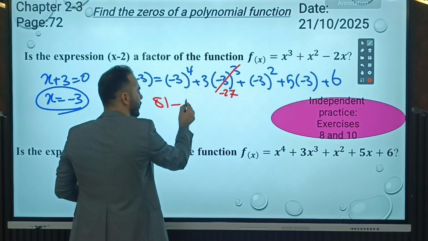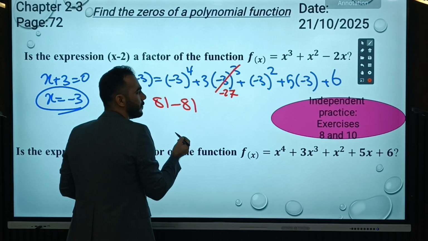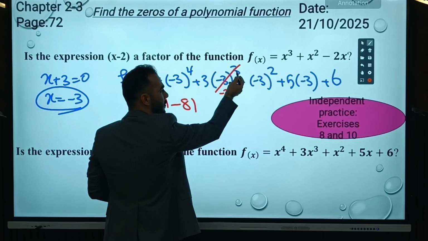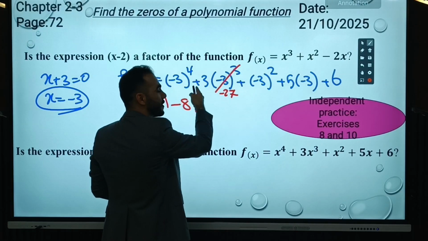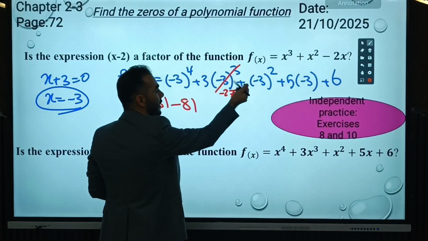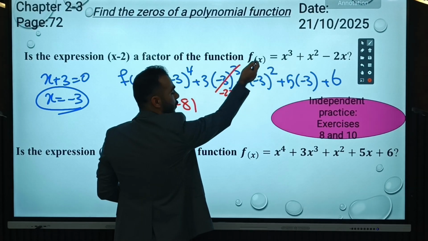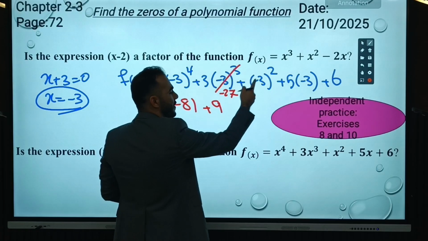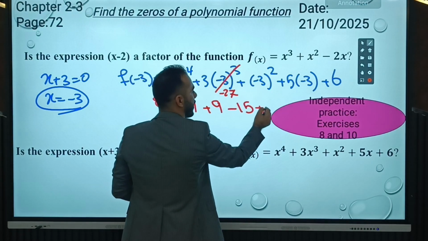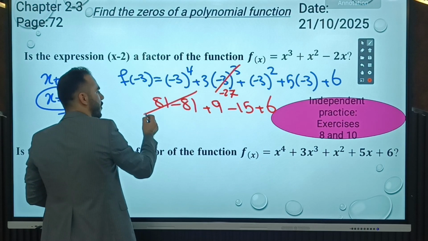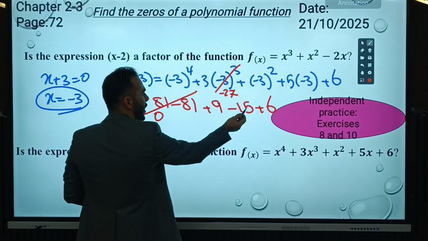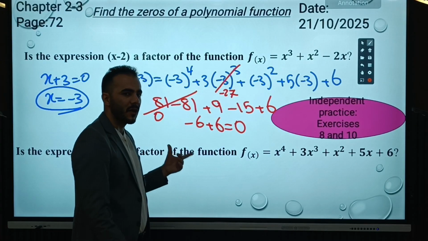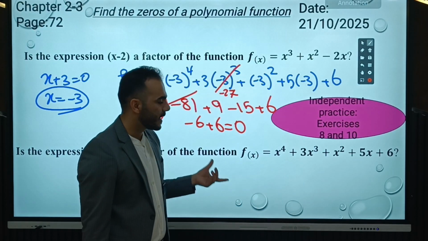Okay, so go and check a negative 3 powered by 3, since it's an odd exponent, the result is negative 27 multiplied by 3, negative 81. Now the next one is negative 3 powered by 2, the exponent is even, so the result would be positive 9. 5 times negative 3, negative 15 plus 6. First of all, these two are going to cancel each other, 0. 9 minus 15 is equal to negative 6, and plus 6 is equal to 0. Since the result became 0, we're going to say that, okay, x plus 3 is a factor of this polynomial function. That's it.